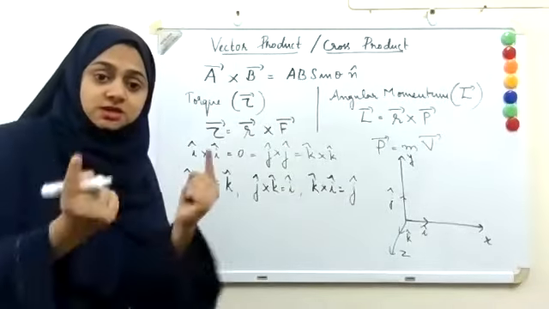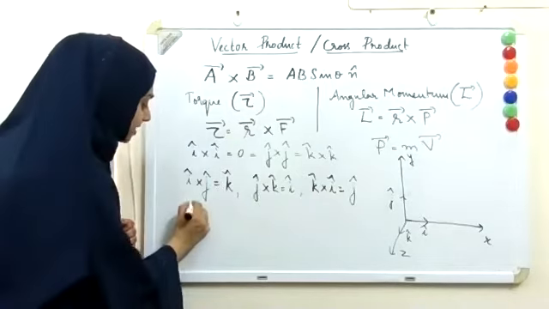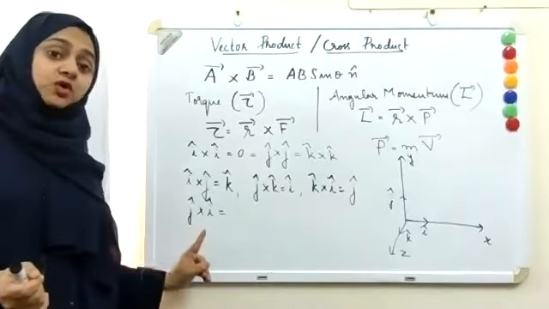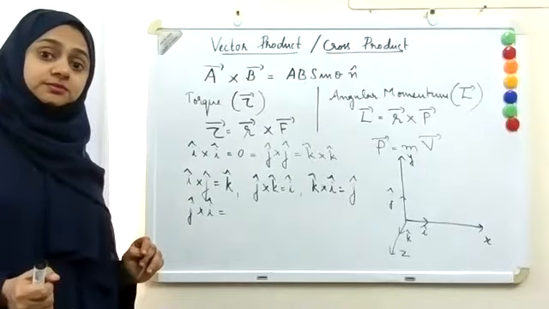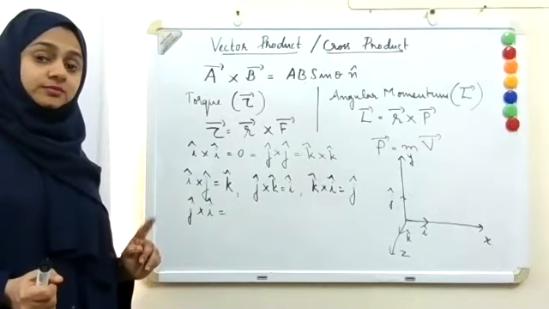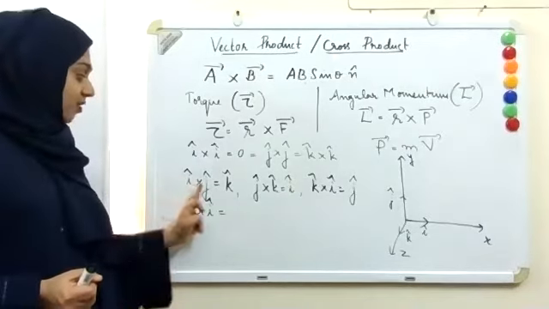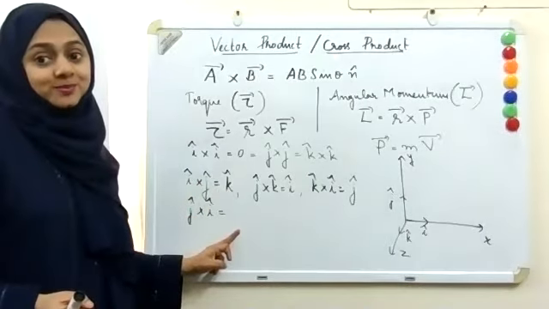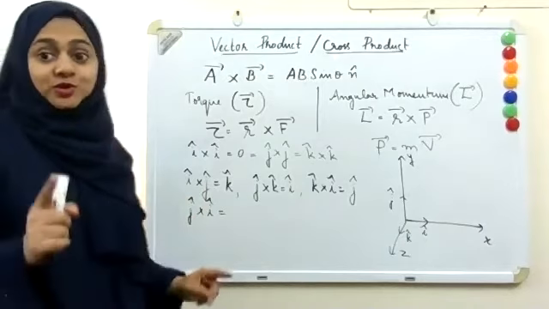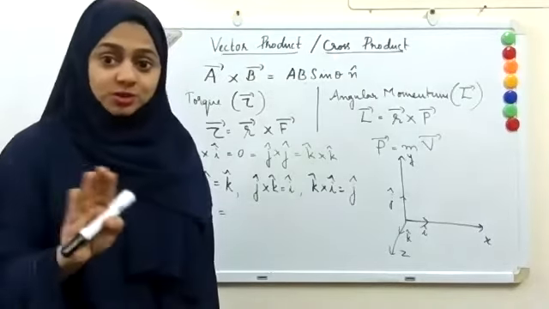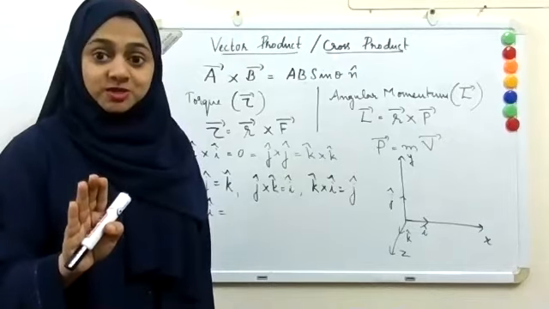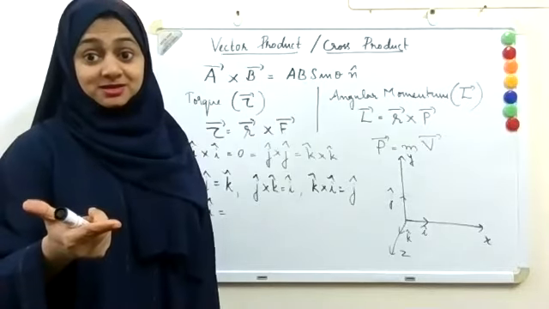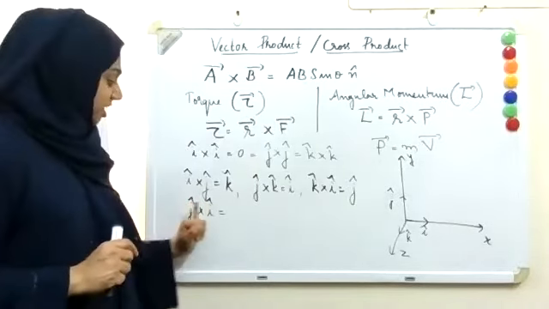Now let us just switch it. What will be j cross i? Without checking, can you tell me what will be j cross i? I cross j is k. So j cross i will be, we know that A cross B is not equal to B cross A. What is A cross B equal to? Minus of B cross A, right? Let us check. So j cross i.